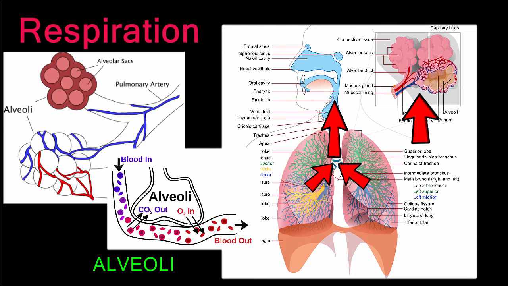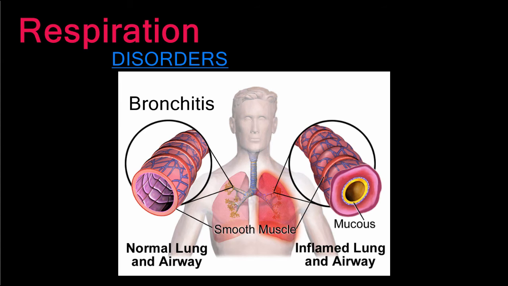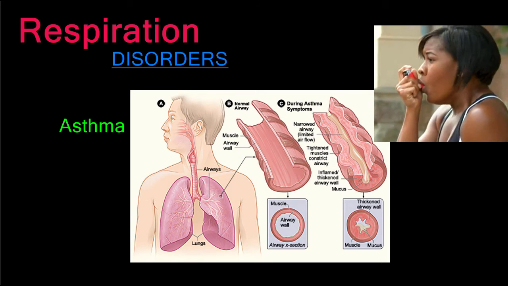Like any system in the body, the respiratory system is susceptible to disease and disorders. Bronchitis is a condition in which the bronchial tubes become inflamed and clogged with mucus. Symptoms include shortness of breath and coughing up mucus. Asthma causes the bronchial tubes to narrow, making a person suffering an asthma attack feel like they are suffocating.